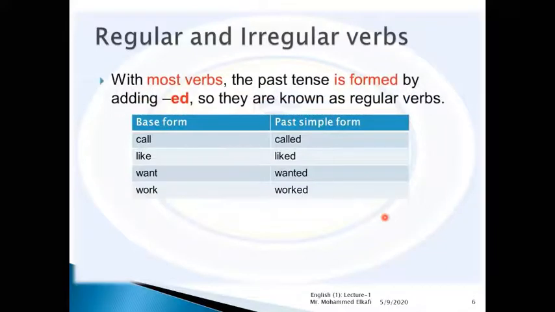Regular and irregular verbs. With most verbs, the past tense is formed by adding ed. So they are known as regular verbs. The base form here is like, and the past simple form of it is liked. Want is the base form, wanted is the past simple form. Work is the base form, and worked is the past simple form.